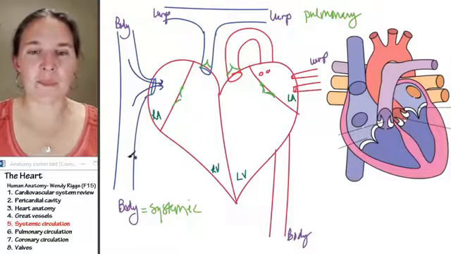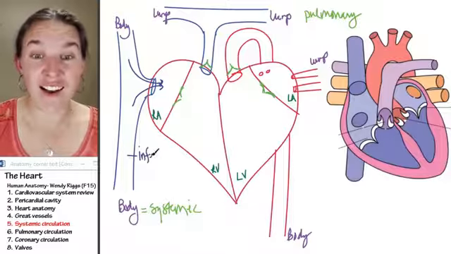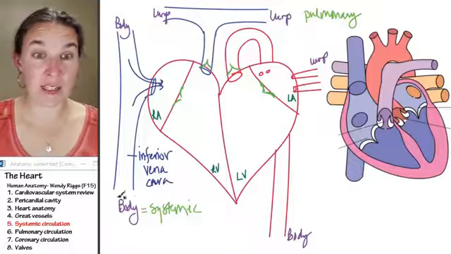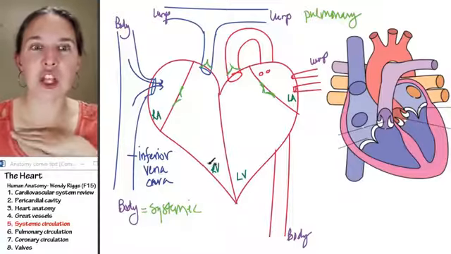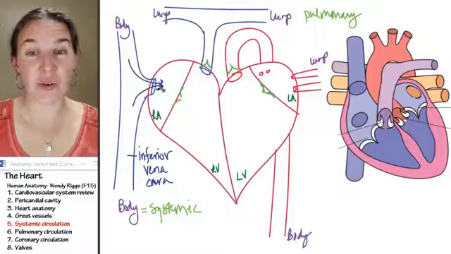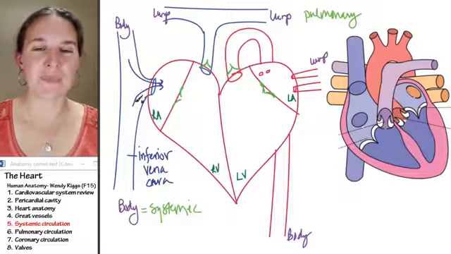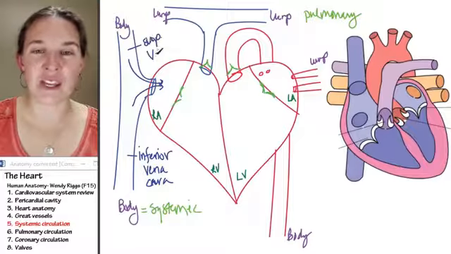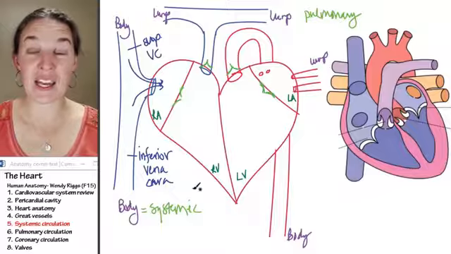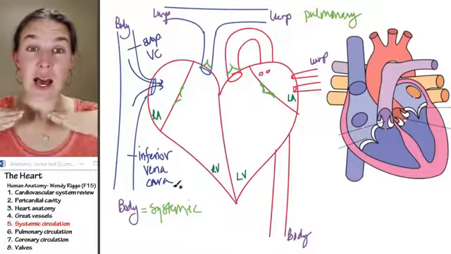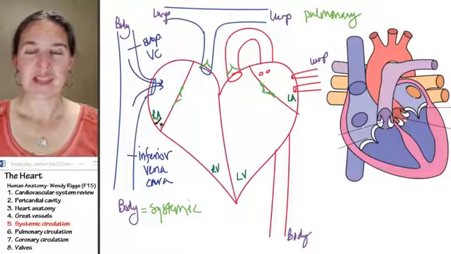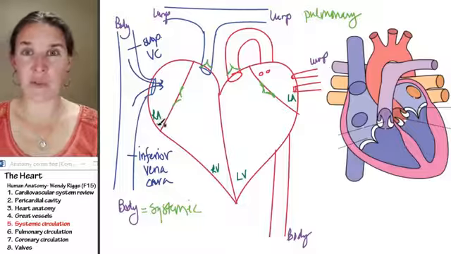So who are they? Well, this is the inferior, what? Vena cava. The inferior vena cava brings dirty blood from the lower extremities to the right atrium. So who's this? This is the superior vena cava, bringing dirty blood from the upper extremities, including your lovely head. Systemic, because it's coming from the body.